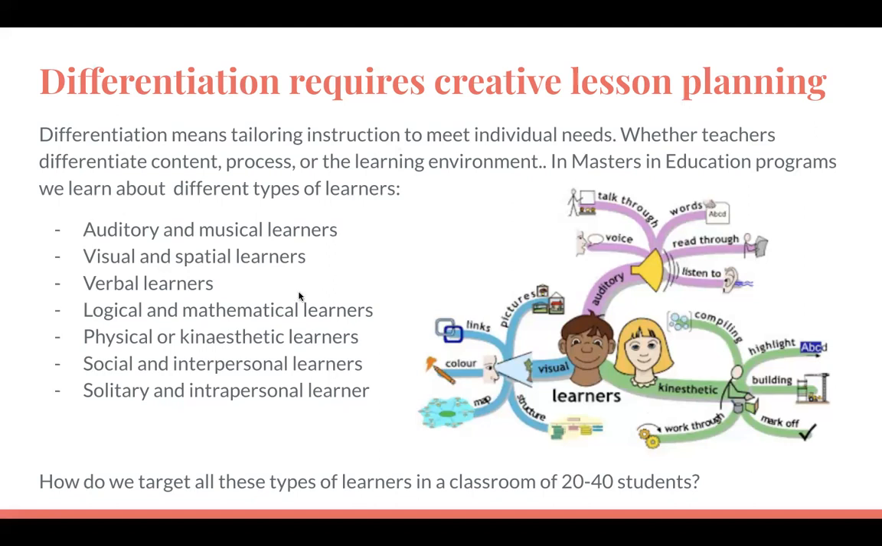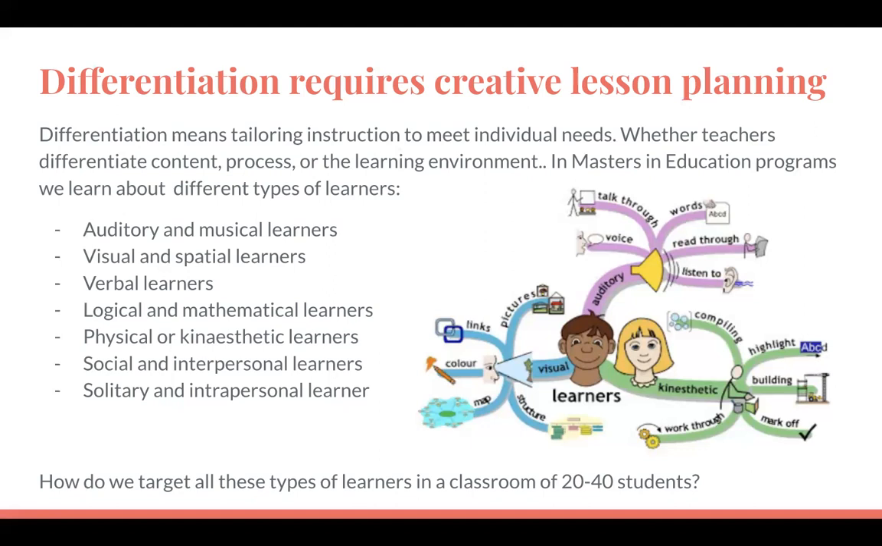We have verbal learners that learn through speaking and listening. We have logical and mathematical learners who like a very step-by-step structured approach. And then we have physical and kinesthetic learners who learn by touching and doing, right? And social and interpersonal, who like to learn in a group or with other people, figuring things out in a group, which is great for working in a company later on, right? It's a good skill to have.